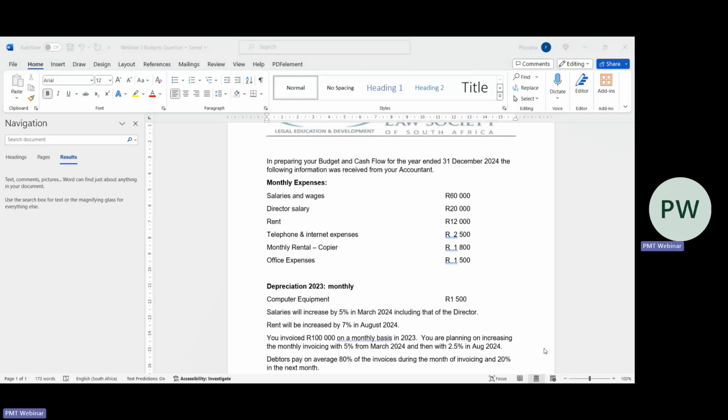So what I'm going to do is that on our same worksheet, I hope you can see this, on our same worksheet, we are going to add our budget income statement, and we'll also add our budget cash flow forecast.